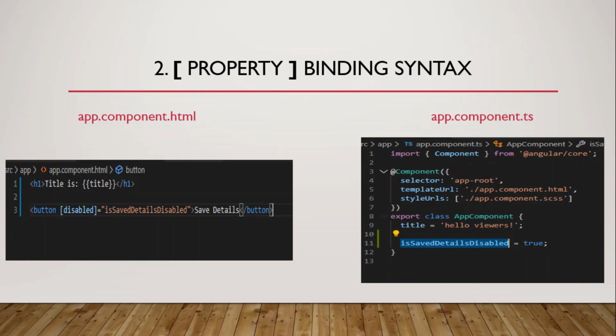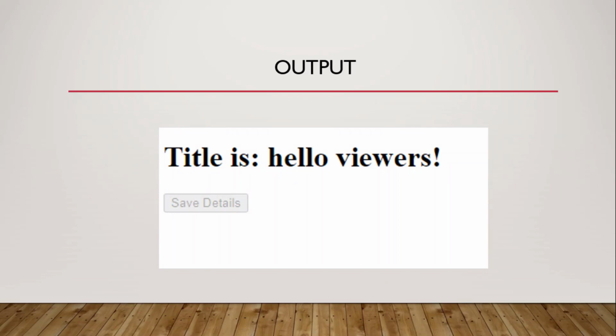Let's look at the output of this program. We have the title, hello viewers, from our previous example, and below that there is a button which is disabled. How do we know that it is disabled? Because it is very light gray in color. We will also see this in our last section, so that it will be very clearly visible to you.